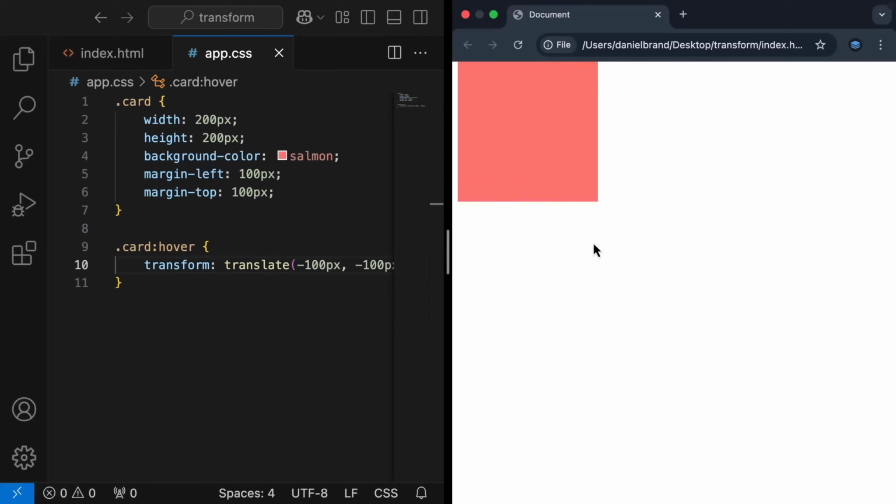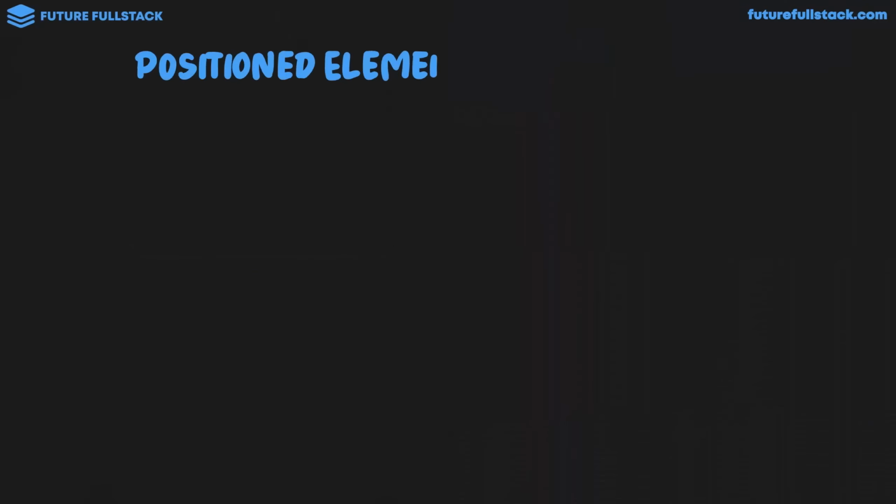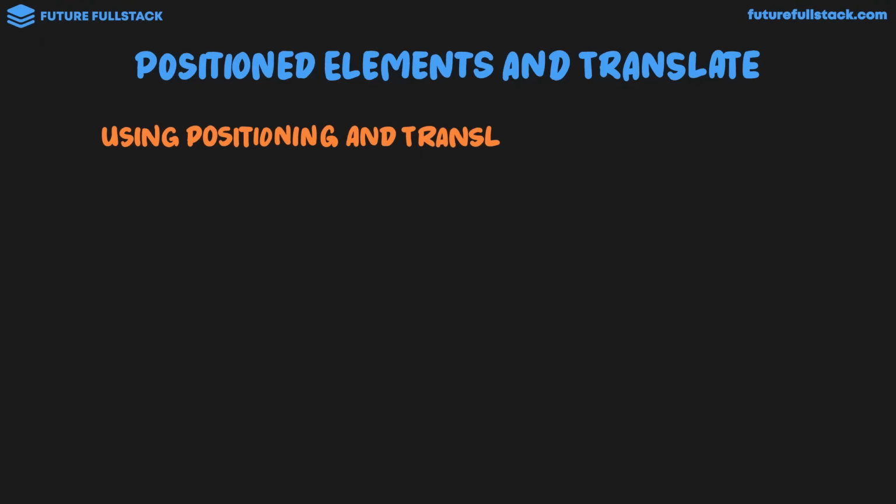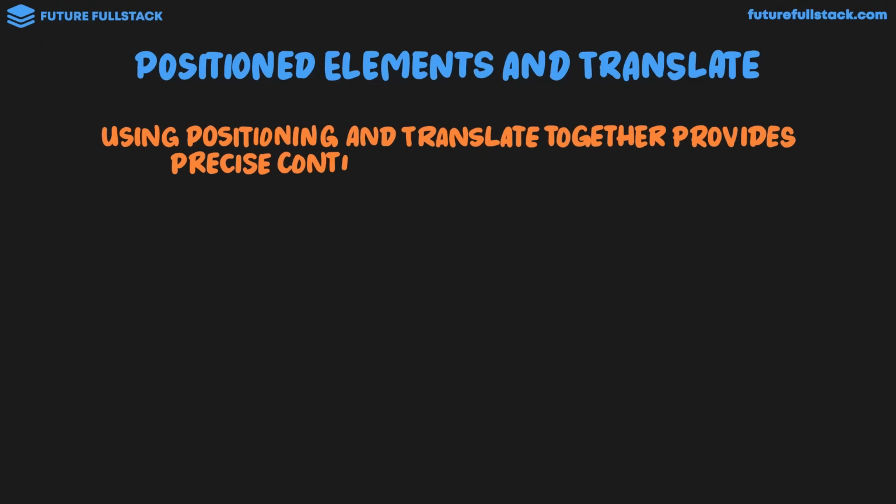Okay, I now want to spend some time talking about positioned elements and translate. One thing you may be thinking is, what is the difference between translation and using the position offset properties? Well, using positioning and translate together provides precise control over element placement. Let's look at an example of this in diagram form.